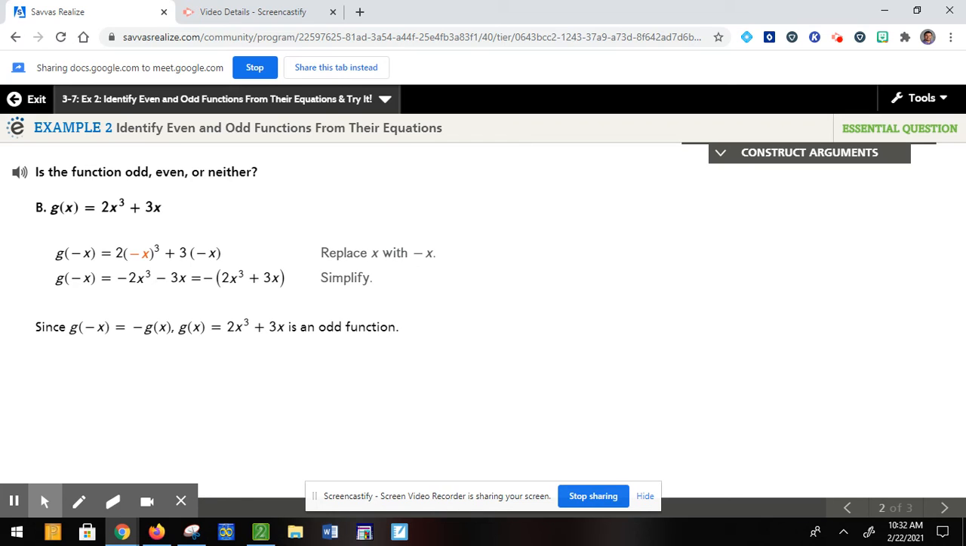So if you get any scenario other than what you saw here or what you saw in part A, then it's neither. So if it's not exactly the same or it's not exactly the opposite, it's neither.